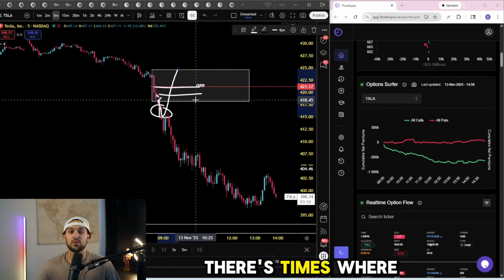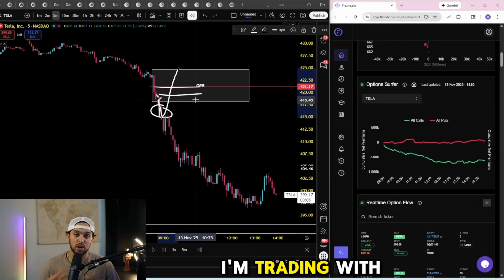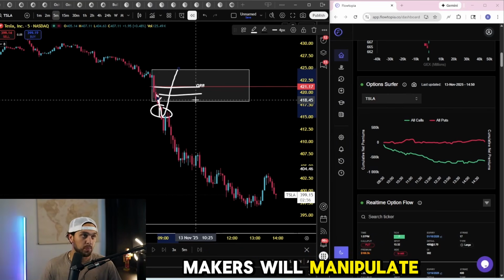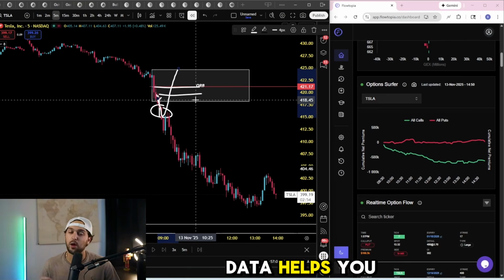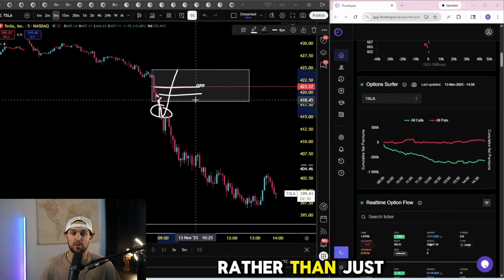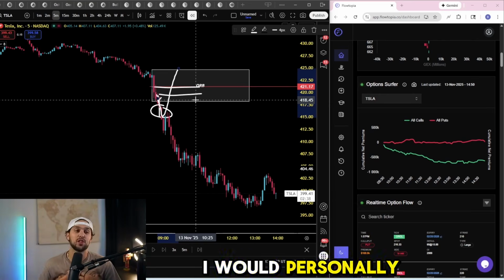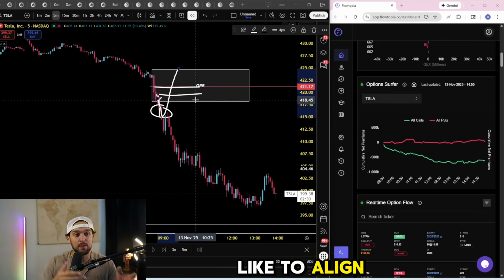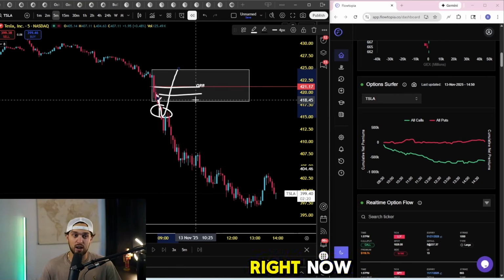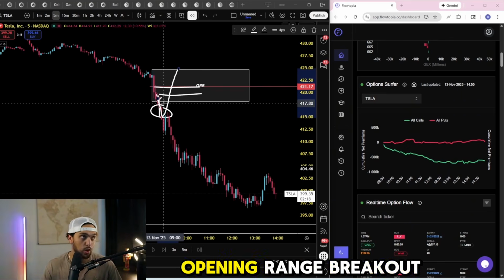There are times where they will manipulate, and I want to make sure I'm trading with the market makers instead of against them. There are times where the market makers will manipulate the opening range, but using the data helps you see where they're positioning ahead of the move, rather than blindly entering off technical analysis and not knowing what the market makers are looking for. I would personally rather trade with the market makers than against them. That's why I like to align my data with my technical analysis. This strategy is working for Tesla right now using the option surfer and the opening range breakout.